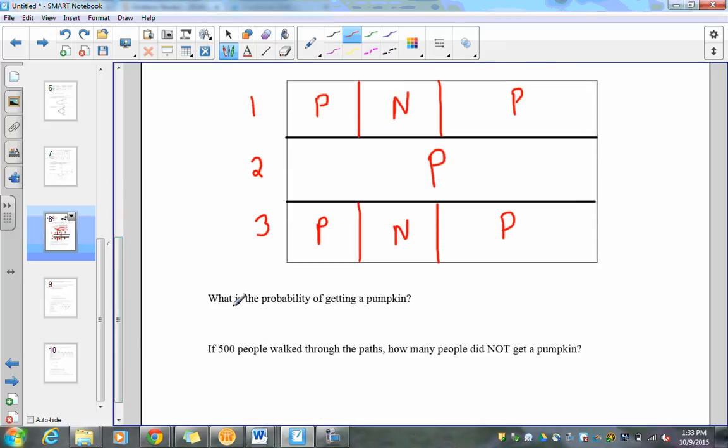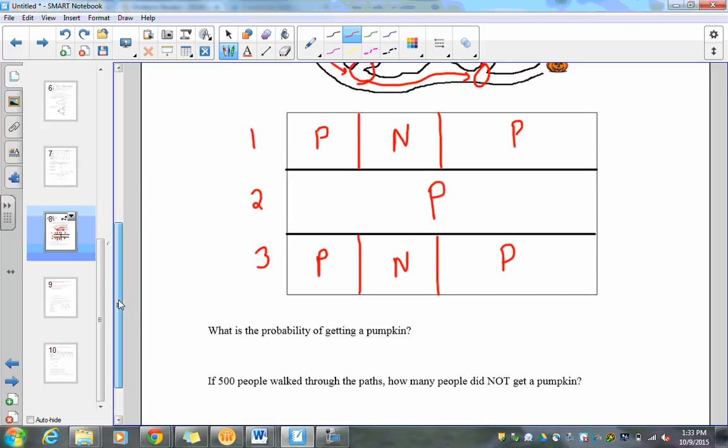Now, the next one is, what is the probability of getting a pumpkin? Well, this goes back to that area diagram where you have to start assigning values, or dimensions. So I'm going to call this row, this will have a height of 2, this will have a height of 2, this will have a height of 2.